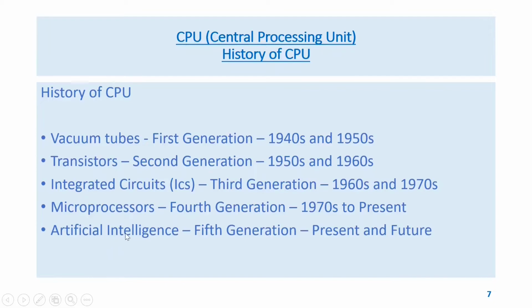Next is artificial intelligence. That will be the fifth generation, from the present to the future. So currently, in the present and future, we have artificial intelligence, while microprocessors, the fourth generation, are still the present condition.